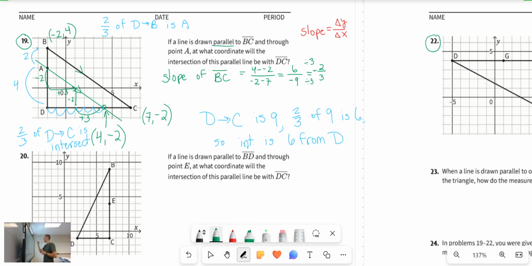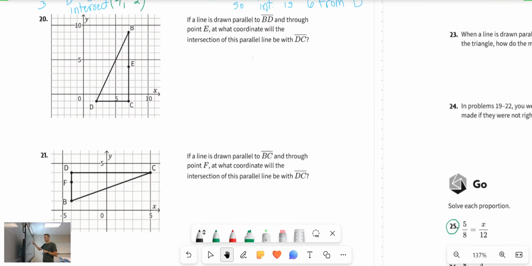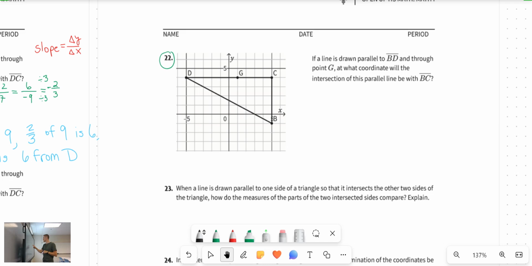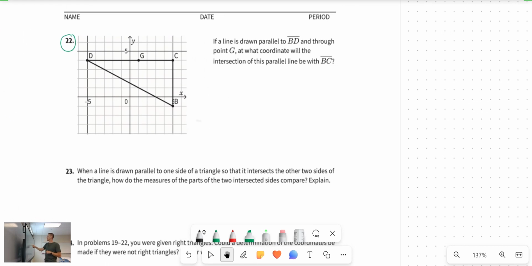Right? Because it says parallel, that does sort of raise alarm bells. Parallel means same slope, so using the slope seems the most intuitive. And if you wanted to go about this a different way, you could also do that. So let's move on. Question 20, question 21, we're going to skip for right now. Question 22. All right, here we go.